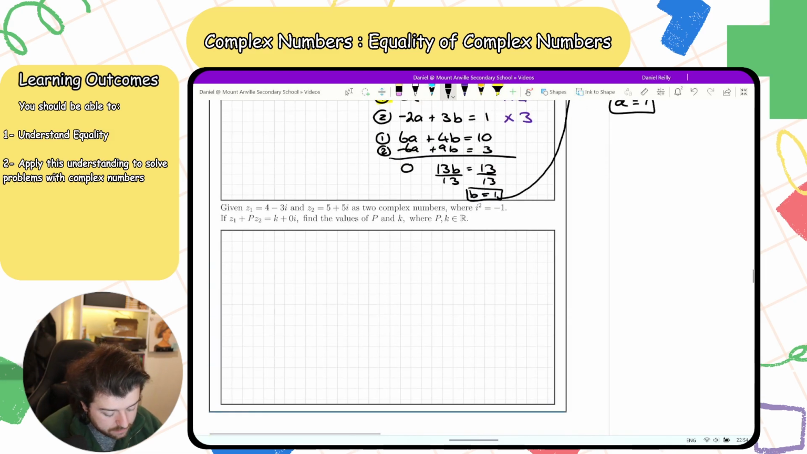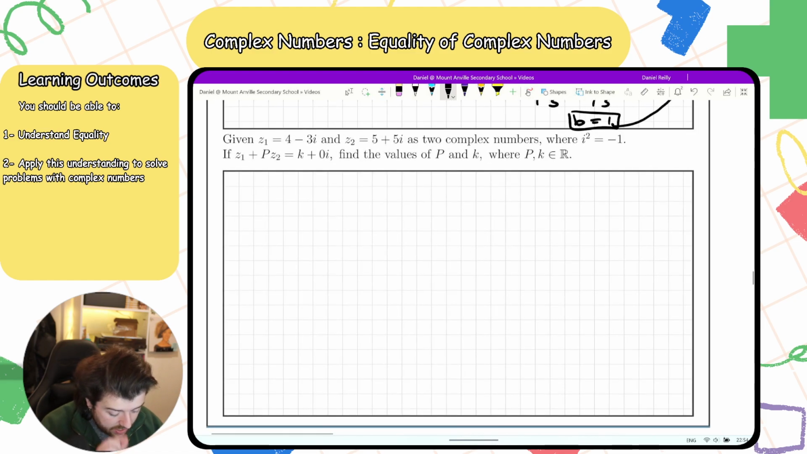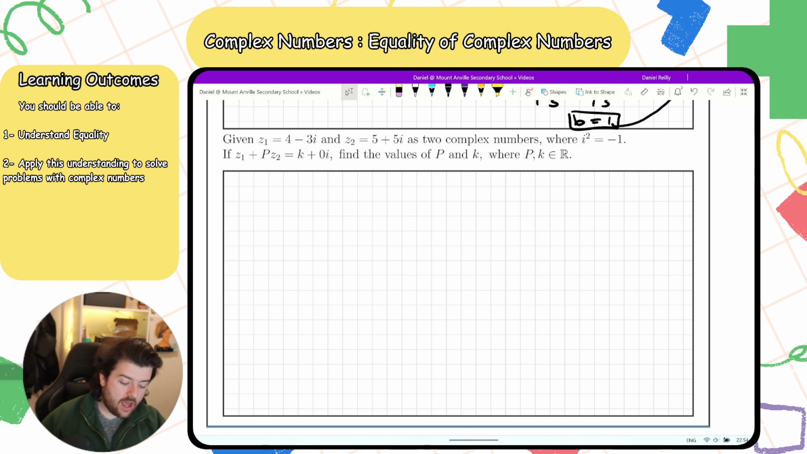One more example here. So, given z1 equals 4 minus 3i and z2 equals 5 plus 5i as two complex numbers, if z1 plus p times z2 equals k plus 0i, find the values of p and k, where p and k are real numbers. So this is a bit of a tricky one.